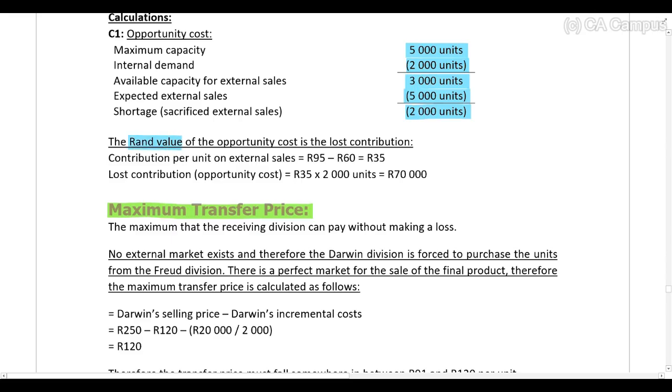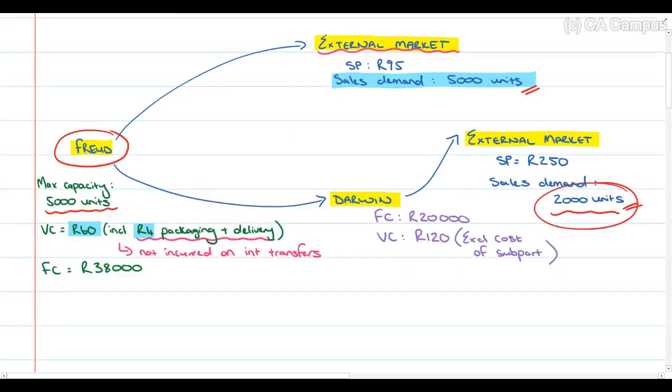So remember, the Rand value of the opportunity cost is the lost contribution. So what is the contribution per unit that they currently make on the external sales? Remember, contribution per unit is the selling price per unit minus the variable cost per unit. So they're currently selling the units on the external market for 95 Rand, and the variable cost per unit is 60 Rand. Remember, the variable cost per unit is 60 Rand, it's not 56 Rand. They only save the 4 Rand in packaging and delivery costs on internal transfers. On external sales, they will still incur that cost. So the variable cost on external sales is 60 Rand per unit.